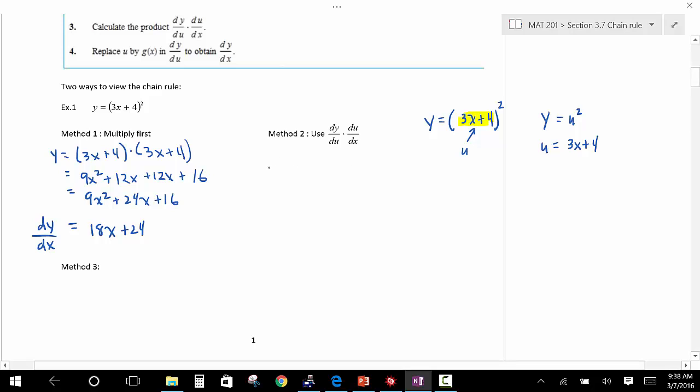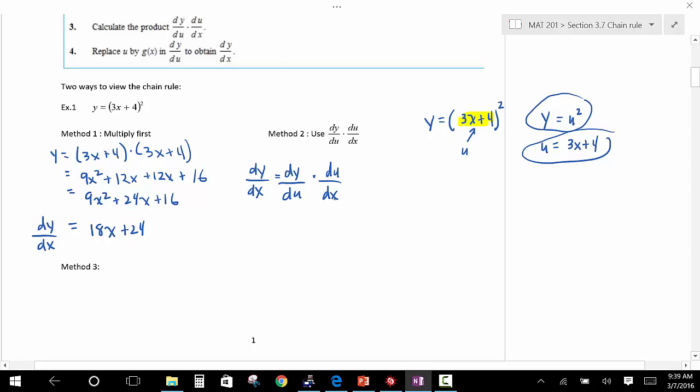So according to the chain rule, when we find dy/dx, the derivative of this function, we do two things. We take the derivative of y with respect to u, which we're going to do in just a minute, and then you multiply that by the derivative of u with respect to x. Okay, like that.